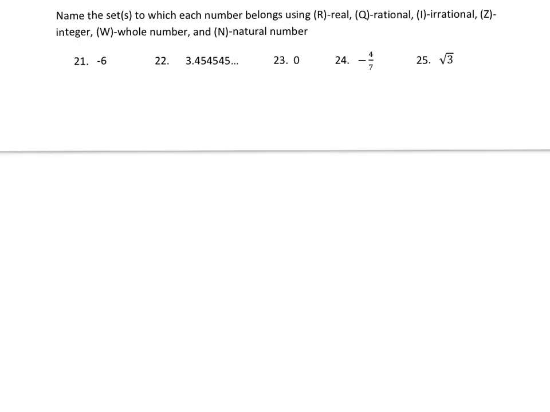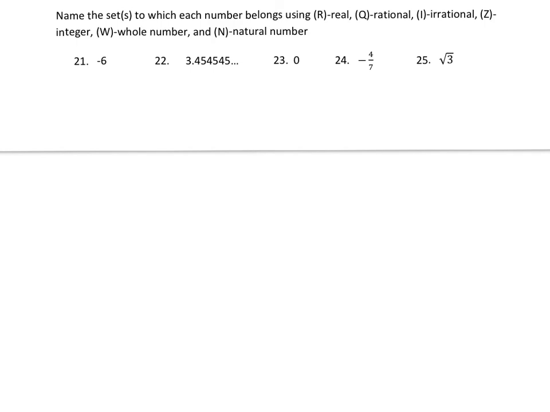Okay, now the last section of the worksheet. Name the sets to which each number belongs using real, R, Q, rational, I, irrational, Z, integer, W, whole, and N, natural number. And just as a quick review, your natural numbers are your counting numbers, 1, 2, 3, 4, and so on. Whole numbers are 0 and your counting numbers. Integers are whole numbers and their opposites, so you have negatives and positives and 0.